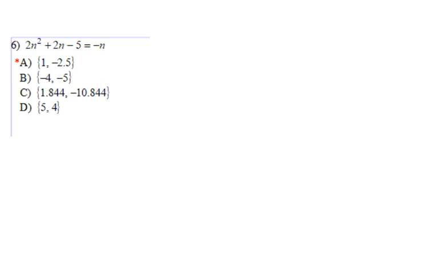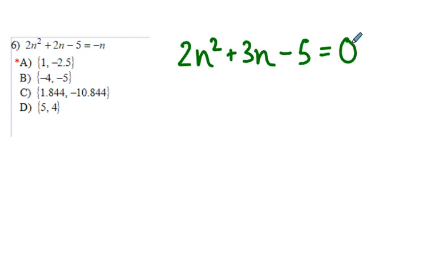You need one side equal to 0 when you're solving quadratics. I can't use square roots because this n would get stuck. So I need one side equal to 0. Let's add the n over to the other side. So I have 2n squared plus, if I add n to each side, 3n minus 5 equals 0. Can't use square roots. I'm going to try factoring.